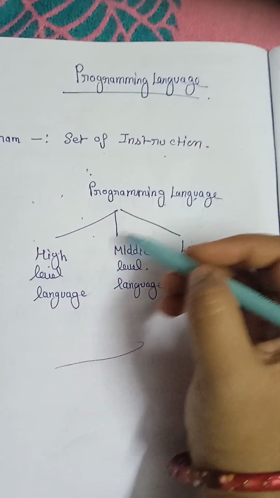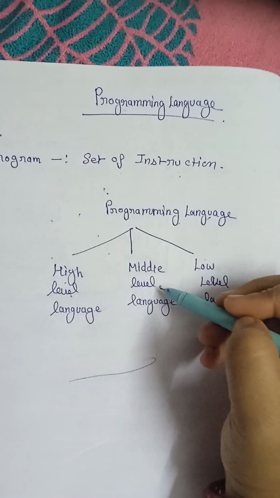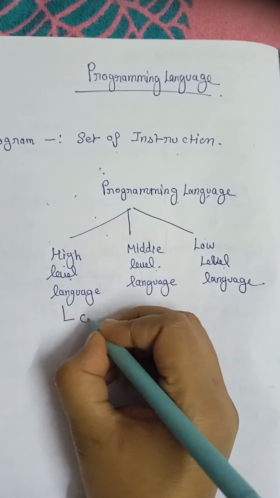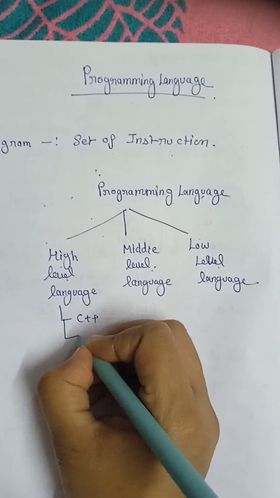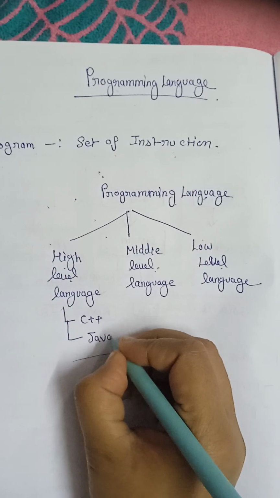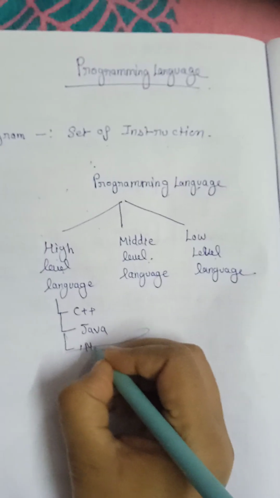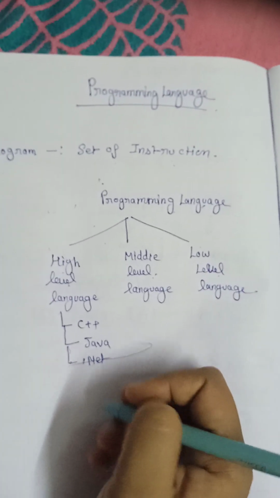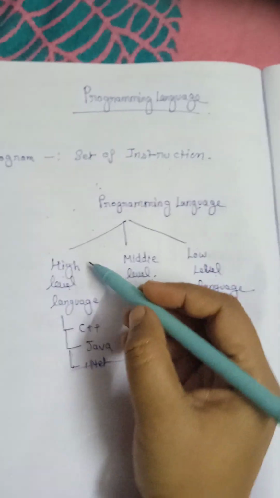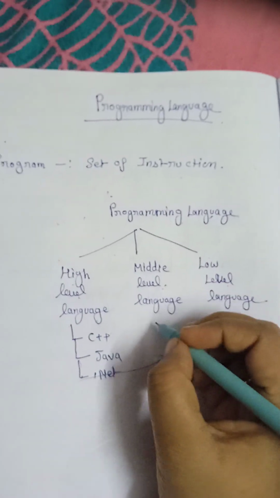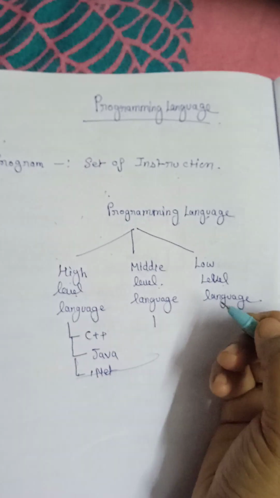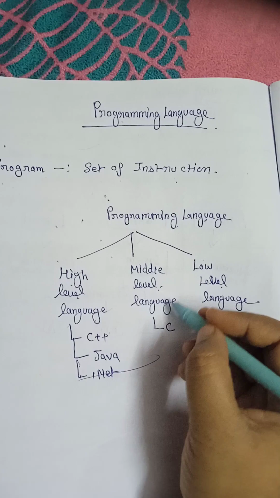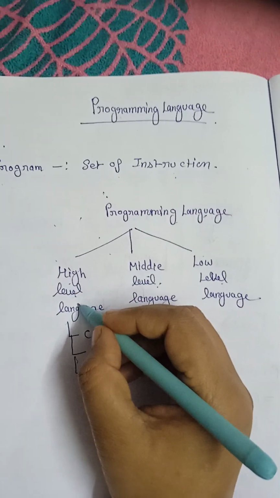Programming language is classified into three parts: high level language, middle level language, low level language. High level languages are object oriented languages like C++, Java, .NET. Many languages are there in our market for high level language. Middle level language, or you can say procedural language, is like C. C language is the middle level language. Sometimes it is also known as a high level language.